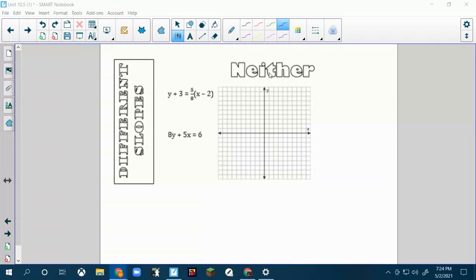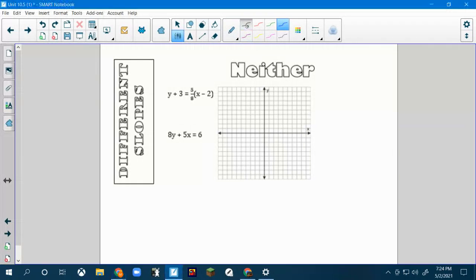We've looked at parallel, we looked at perpendicular. Is it neither? Well, we got a couple things here. We got to solve some things, get y equals mx plus b to make this work. So let's look here first.